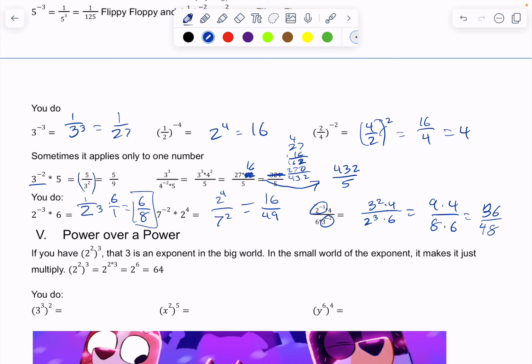36, which I'm sure I could have reduced down beforehand by 4. That's 12 over 9. Oh, I can reduce that down too. Which is equal to 3 over 4.